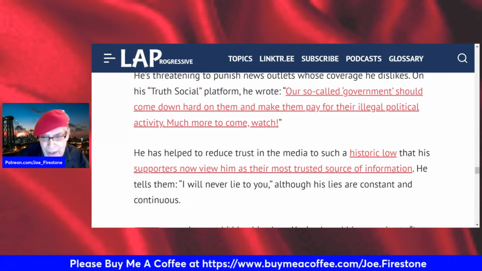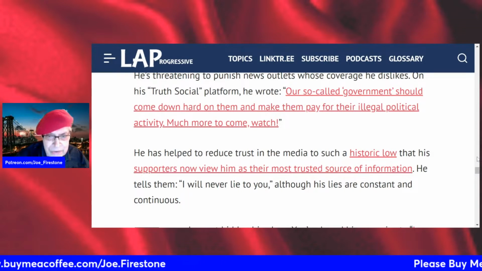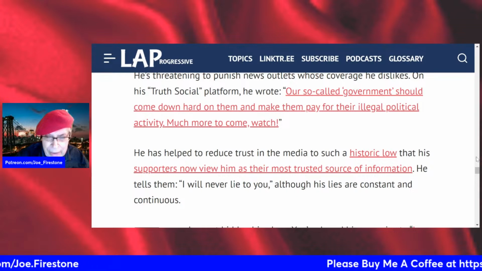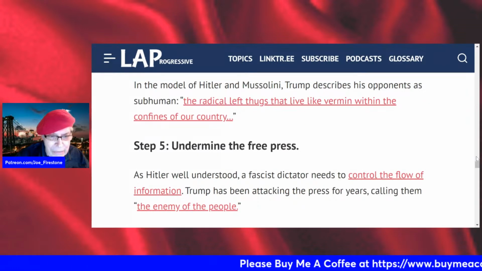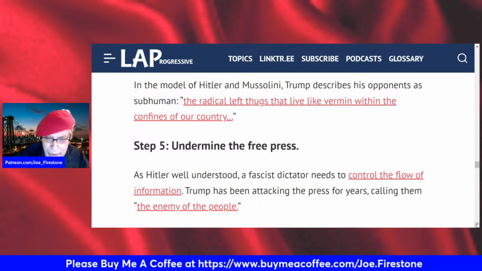Okay, I have to say that I think the politicians and the government have gone a very long way already towards undermining the free press.